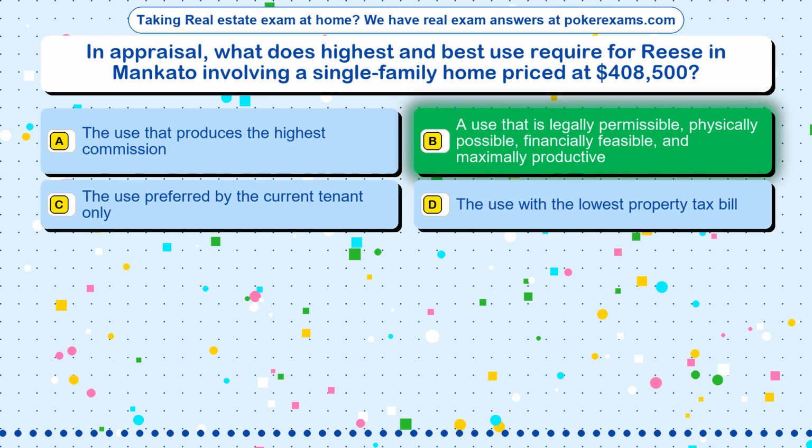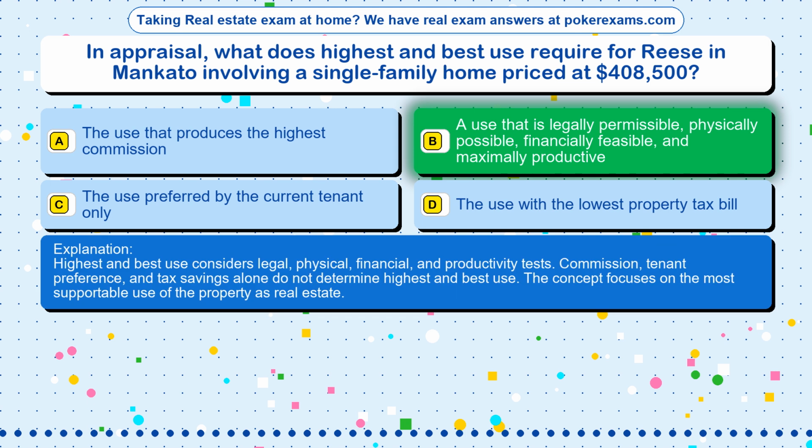The correct answer is option B. A use that is legally permissible, physically possible, financially feasible, and maximally productive. Highest and best use considers legal, physical, financial, and productivity tests. Commission, tenant preference, and tax savings alone do not determine highest and best use. The concept focuses on the most supportable use of the property as real estate.